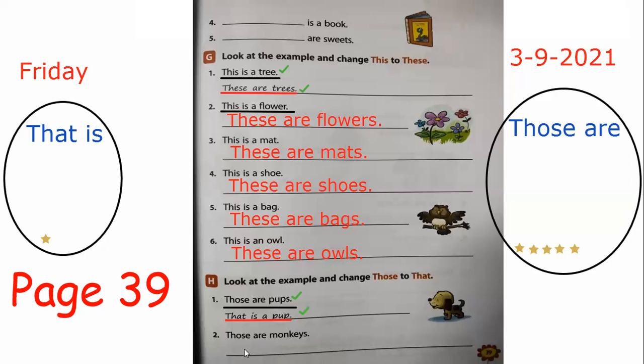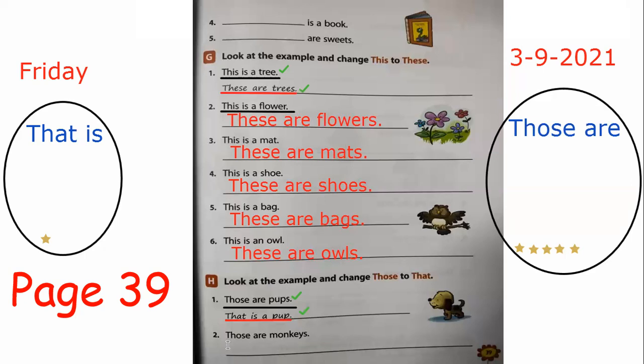How are we going to write it in a singular sentence? That is a monkey. Very good. Well done. Correct. That is a monkey. Because in plural noun, we say those are monkeys. But in singular, which is only one, we say that is a monkey.